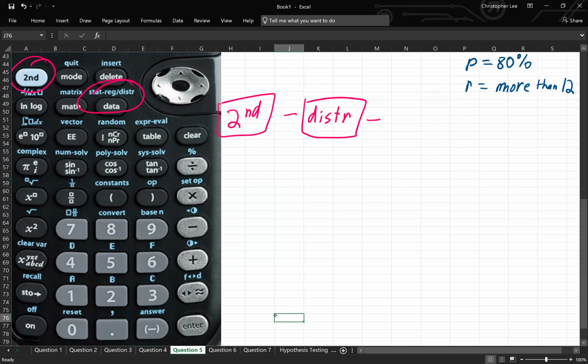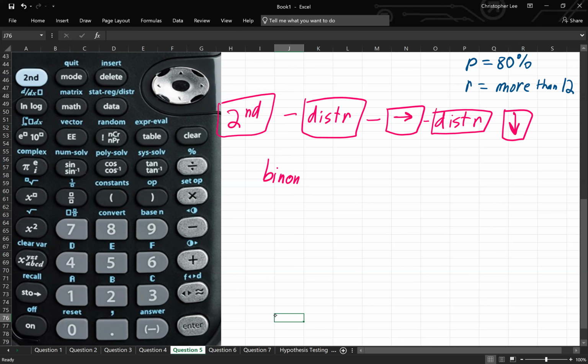After that, you want to go across. This is the across sign right here. You want to go across to where it says DISTR, distribution. Once you're across, I want you to go down to where it says binomial CDF. All right? Binomial CDF. That's what we're going to go down to.